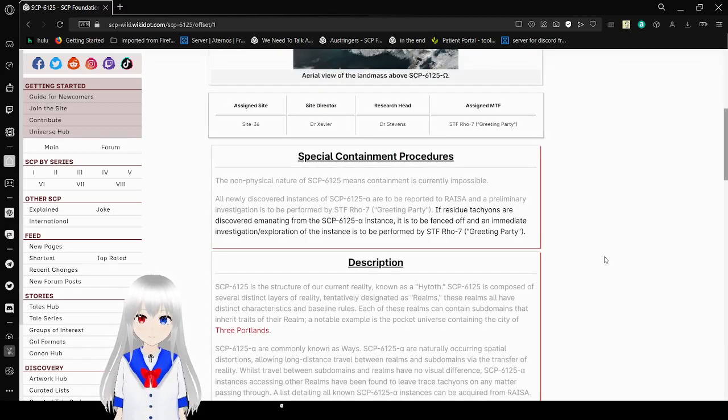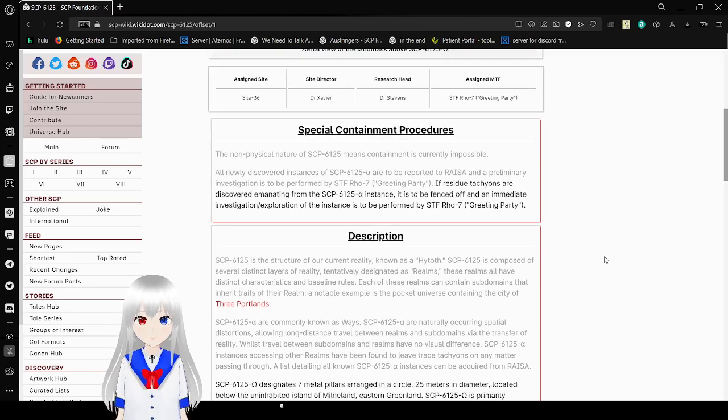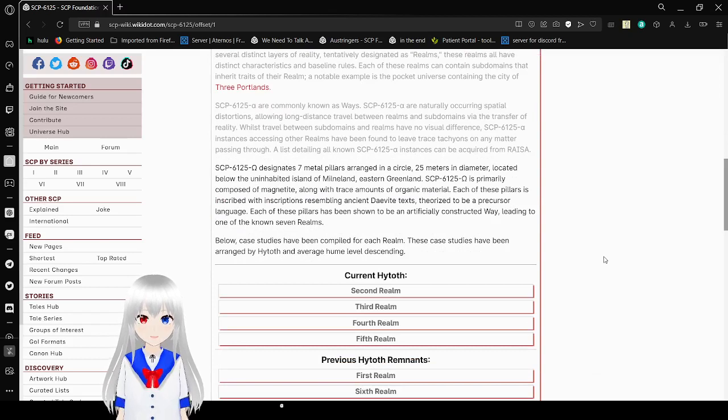Special containment procedures. If residue tachyons are discovered emanating from the SCP-6125-A instance, it is to be fenced off, and immediate exploration and investigation of the instance is to be performed by the Greeting Party. That is the only part we haven't already read, which I will be skipping as we already have that information.